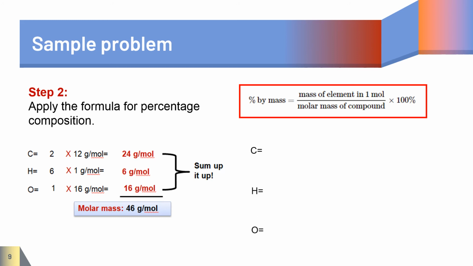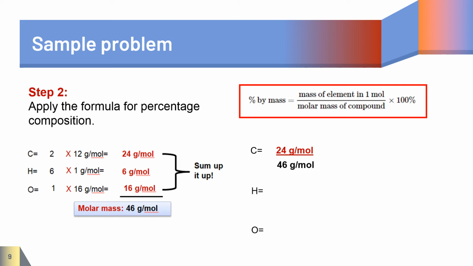We have carbon, hydrogen, and oxygen. Now we're going to use the product of the number of atoms of the element and the respective atomic mass that we have computed on our last part. So for carbon, we're going to use 24 grams per mole. And you have to divide it by the molar mass. And our molar mass, depending on our previous step, is 46 gram per mole.